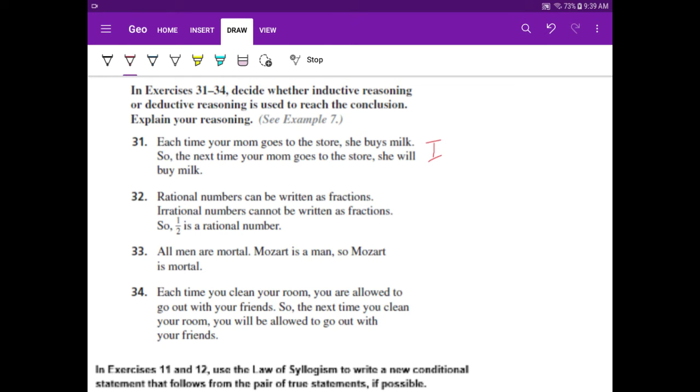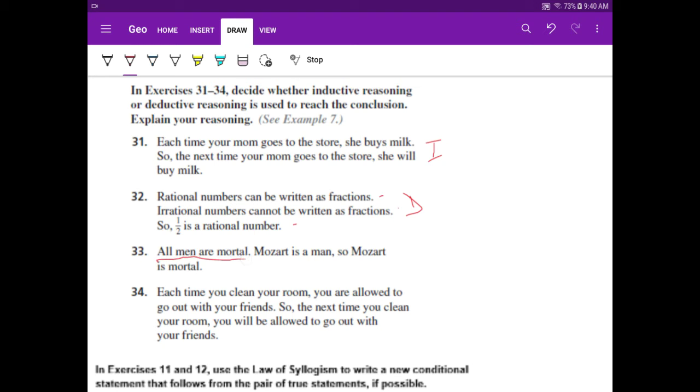It's based on patterns. Rational numbers can be written as fractions. Irrational numbers cannot be written as fractions. So half is a rational number. That's a fact. This is a fact. This is a fact. This is the conclusion. This is deductive reasoning. It uses facts.